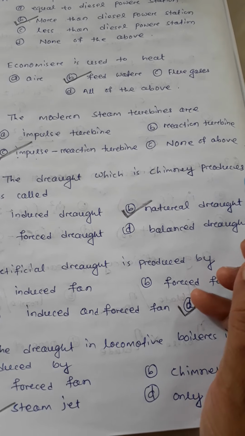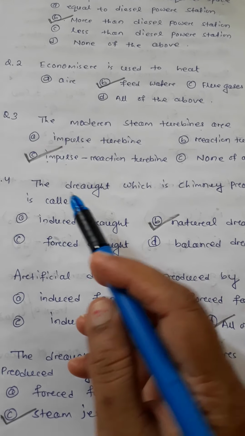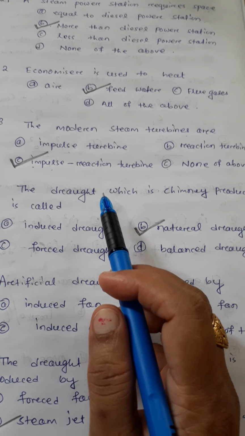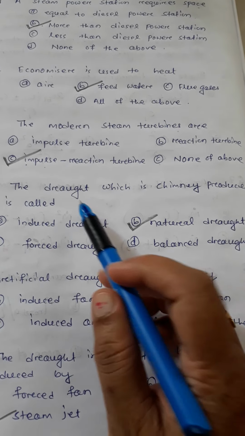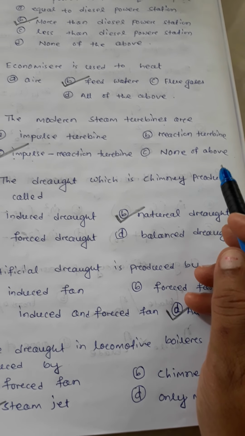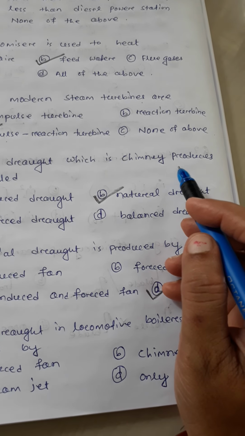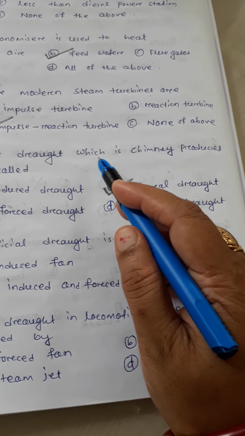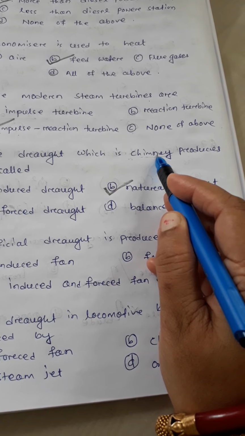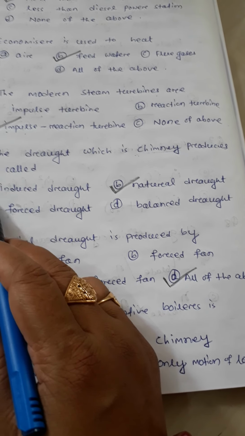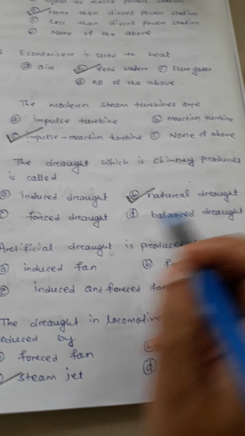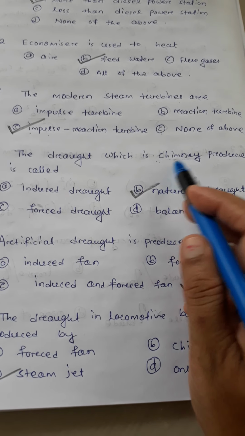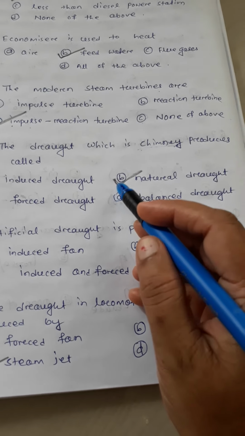Next, question number 4: the draught which a chimney produces is called. As we know, draught means the pressure difference which is required for the burning of fuel inside the boiler. This draught can be produced in two ways: the natural or chimney draught, and the artificial draught. So the draught produced by chimney is natural draught. Here the options are: A induced draught, B natural draught, C forced draught, and D balanced draught. As I have already told, chimney draught is the natural draught. So the answer is B.